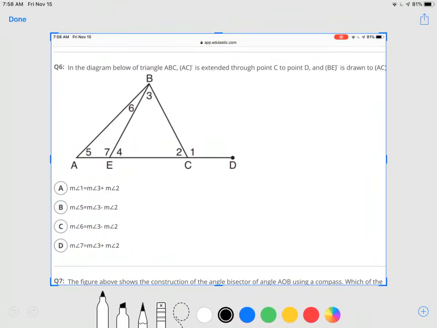Question 6. In the diagram below of triangle ABC, AC extends through point C all the way to point D. So they're just saying that this line was extended all the way to point D. And BE is drawn to AC. And then they draw this point in the middle here. This line segment. Okay, and they're asking us which of the following is true. The answer turns out to be D, so let's explain that.